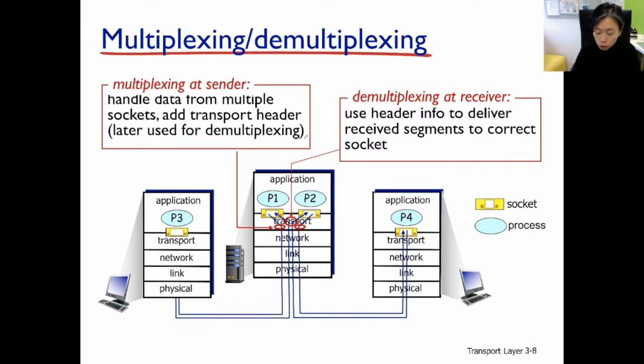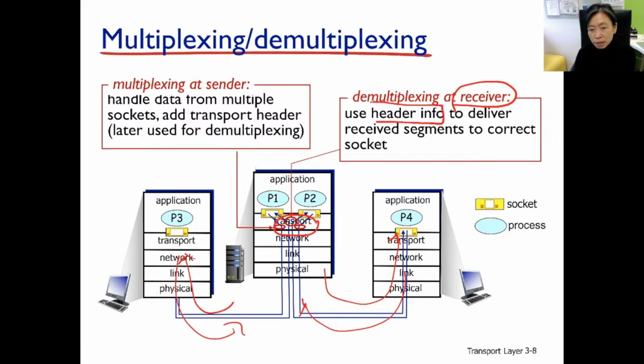When messages go out and reach P3 and P4, and P3 and P4 in return generate something back, it arrives back at the server at the transport layer. The transport layer of the server is going to work as a demultiplexer at the receiving side. What it does is look into the header in these packets and decide whether the message should be forwarded to this socket or this other socket. So very simplistic, but very important functionality.